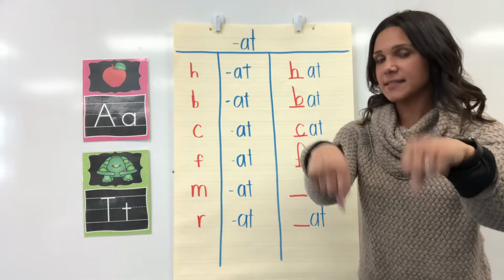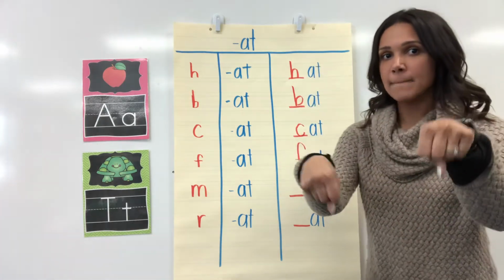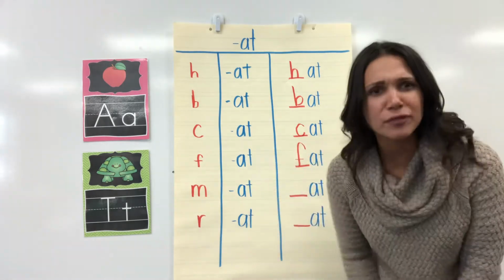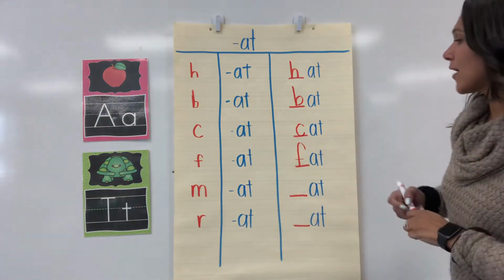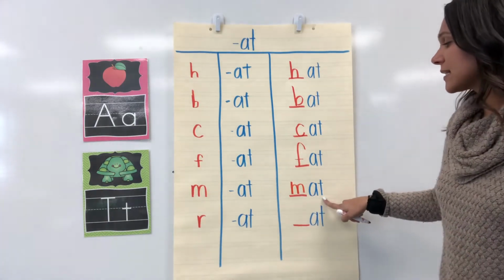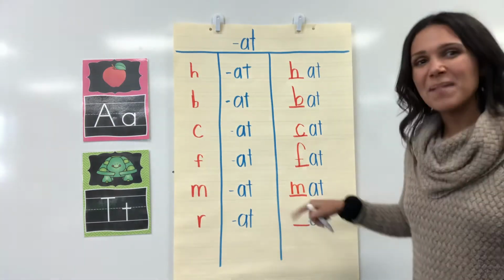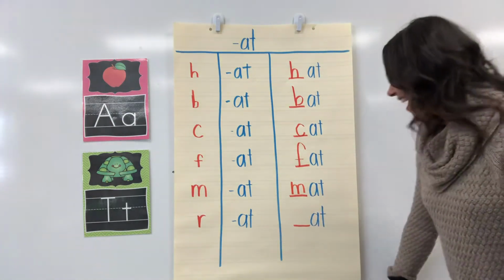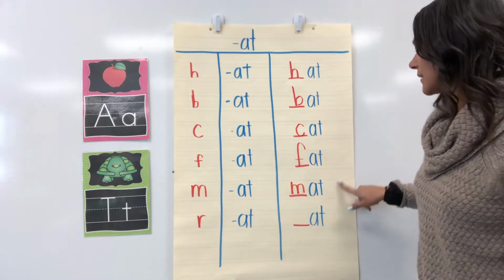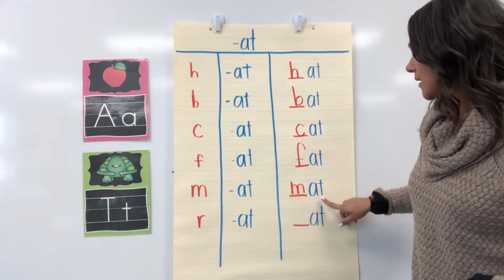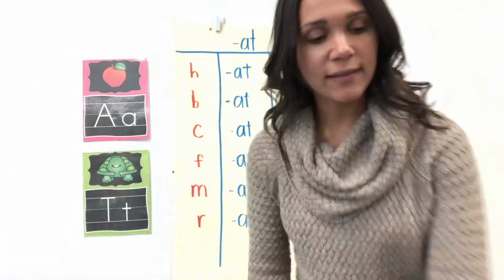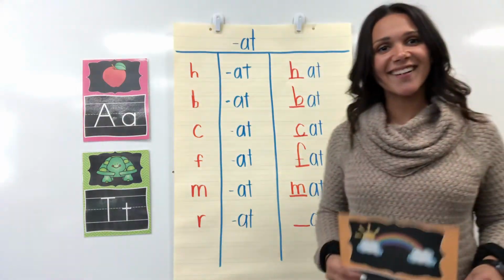At, at, at. M, at, mat. Yay! You guys are getting really good at this. So I know that M, A, T spells mat, mat, mat. Good. Echo me. M-A-T spells mat, mat, mat. All right, we're already on our last one. You guys are doing great.